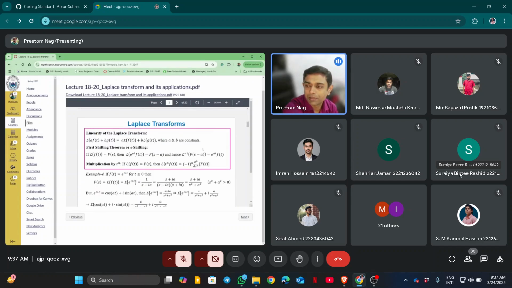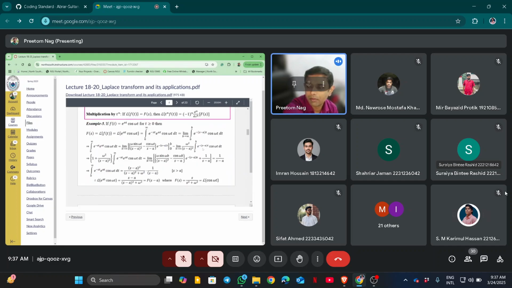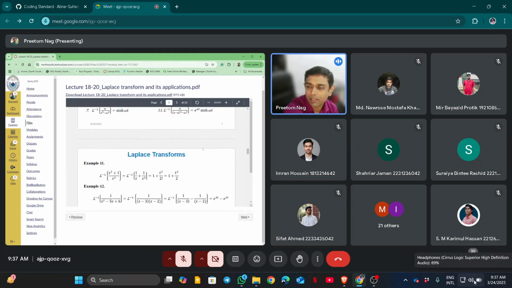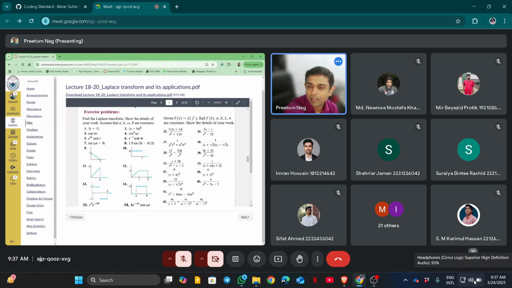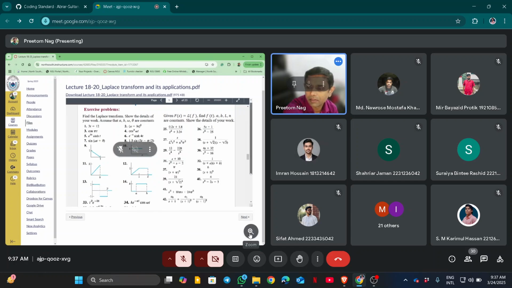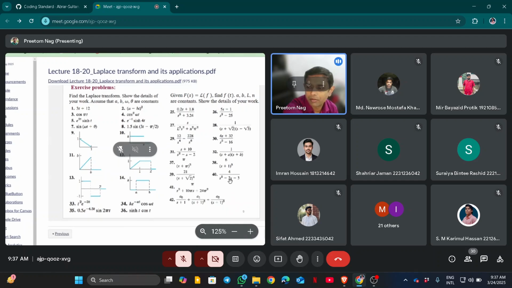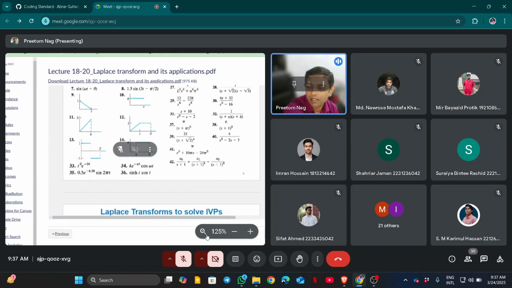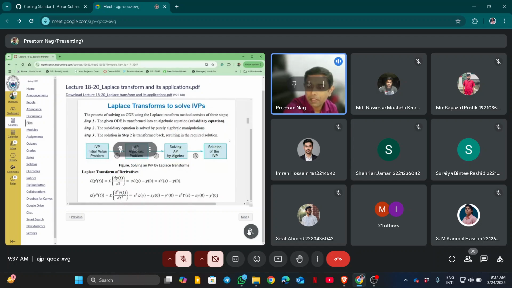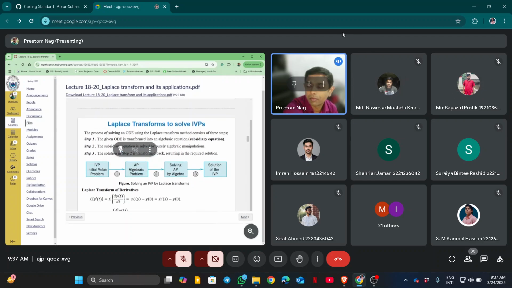Could you please recall what topic we completed in the last class? We completed up to here, right? This slide was done in the last class. We are going to discuss here the Laplace transformation to solve initial value problems.